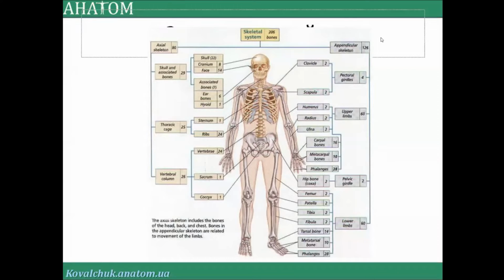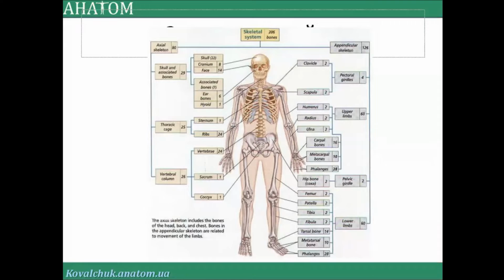Next one, appendicular skeleton. It's 2 parts: the upper limb and lower limb. In the upper limb, the pectoral girdle is present with 2 bones, clavicle and scapula, and the free part of the upper limb will be humerus, radius, ulna, carpal bones, metacarpals, and phalanges. And in the lower limb, there is the pelvic girdle and the free part of the lower limb with hip bone, femur, patella, tibia, fibula, tarsals, metatarsals, and phalanges.